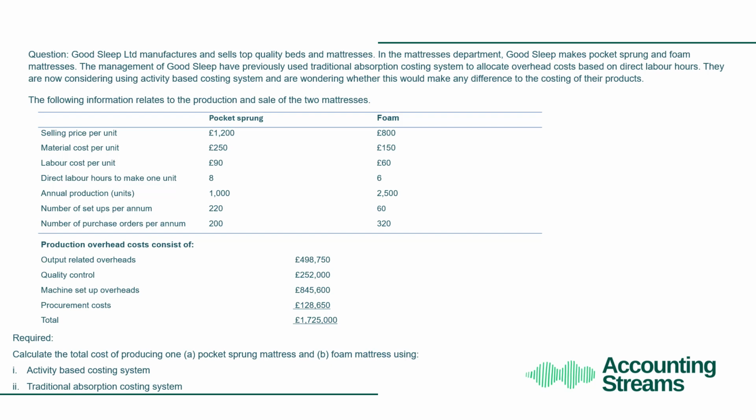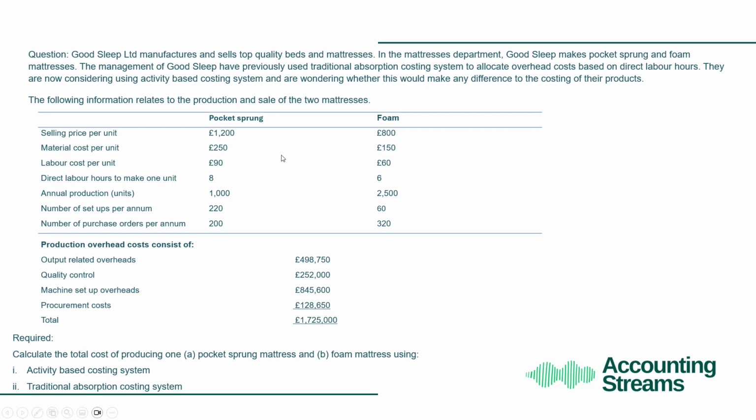This company is called Good Sleep Ltd. It's a fictional company and the company makes beds and mattresses. They make two different types of mattresses. They make the pocket sprung mattress and the foam mattress. We're also told that in the past they have used absorption costing system and they are now thinking about using activity-based costing system. And the essence of this is to find out whether or not there's a difference to the costing of their products. So we're given the selling price per mattress.